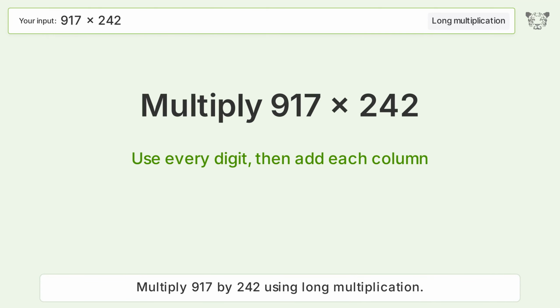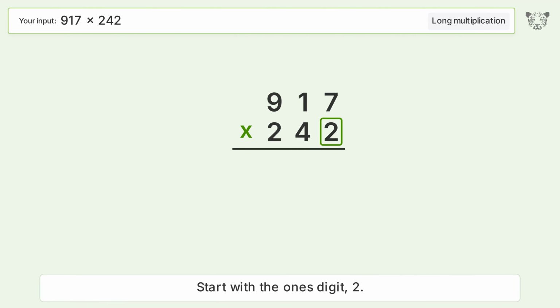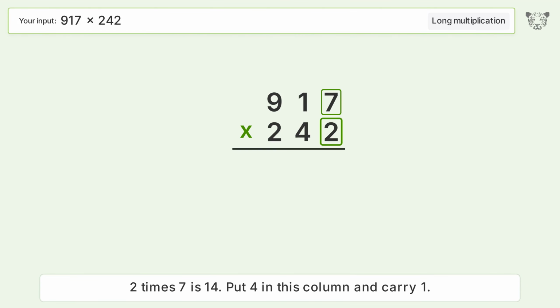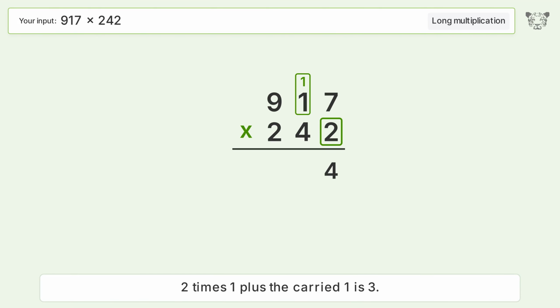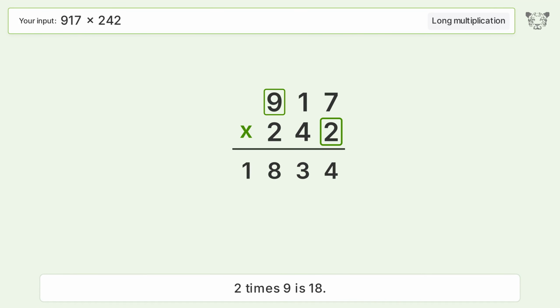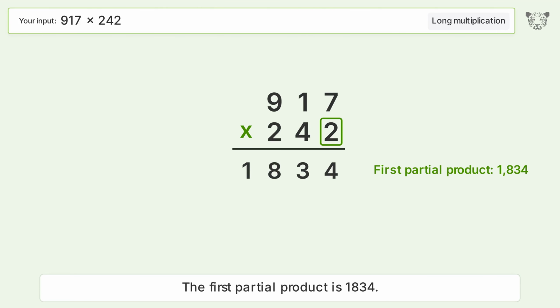Multiply 917 by 242 using long multiplication. Start with the ones digit, 2. 2 times 7 is 14. Put 4 in this column and carry 1. 2 times 1 plus the carried 1 is 3. 2 times 9 is 18. The first partial product is 1834.